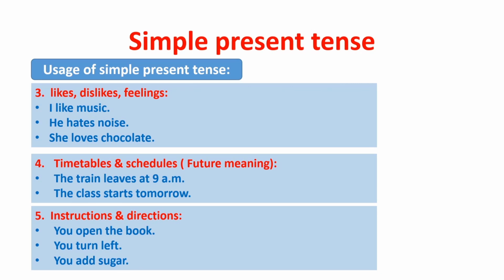The fifth one is instructions and directions. When you are giving directions or instructions to someone, you can use the simple present tense. You open the book, you're just giving instructions to someone. You turn left is a direction you're giving to someone while riding a bike, or maybe driving a car, or even walking on foot. You add sugar is also an instruction, maybe for a recipe or something like that.